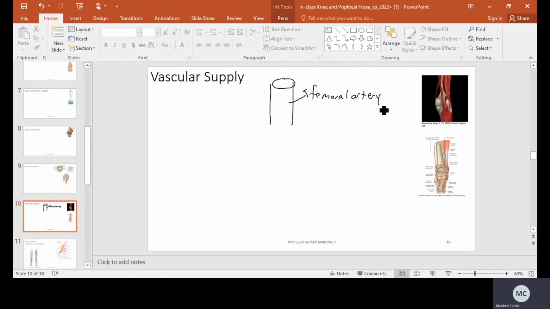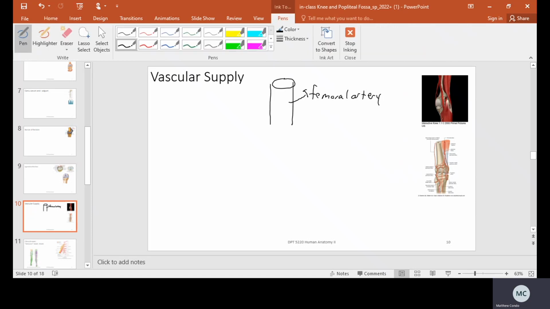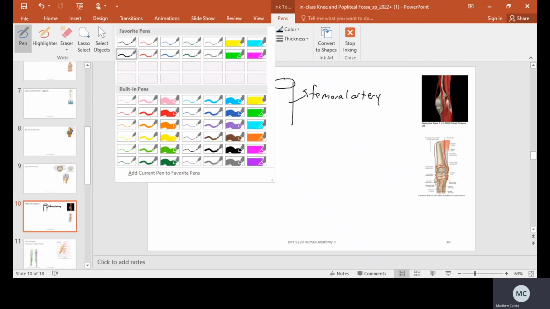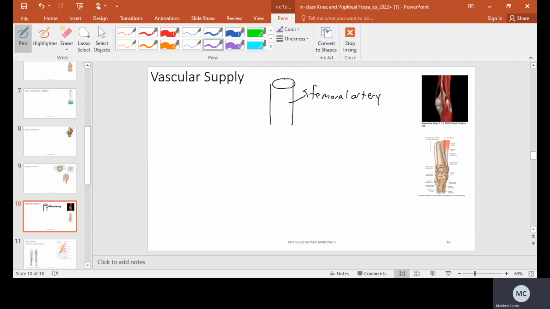Now, the femoral artery is going to pass through an anatomic landmark. It's going to pass through an opening. That opening is going to be the adductor hiatus. The adductor hiatus is an opening or an aperture through the adductor magnus muscle. So this is my adductor hiatus.